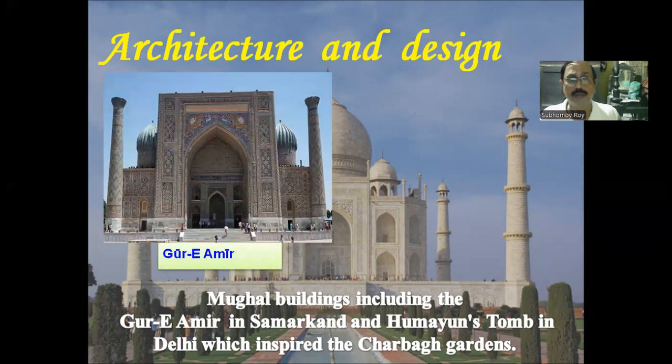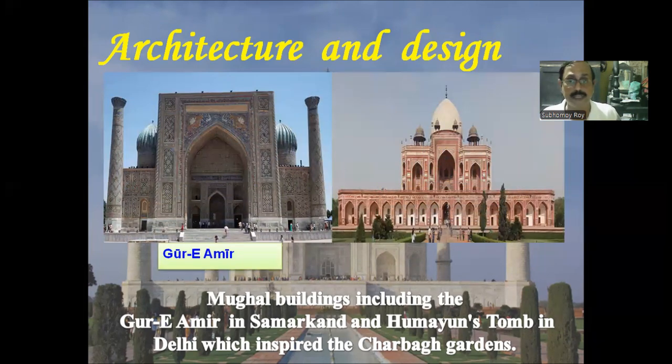So this is the Gur-e-Amir building of Samarkand. You can see the gate. There is a similarity with Taj Mahal. And the same, this is Humayun's Tomb. In front of it, the Charbagh, or the four gardens, are there. So they took the concept from these two buildings.